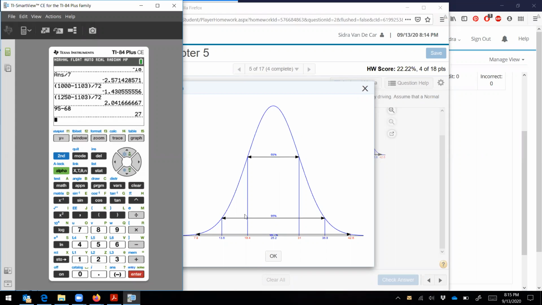So that means in this block here and this block here, there's 27, and it's symmetric. So half of that 27 should be in each block, so 13.5. So in this one here, I should have 13.5% of the data, and here 13.5% of the data. Because if you do 13.5 plus 68 plus 13.5, that's that 95 that was in the middle. So between 31 and 36.8, I would expect 13.5% of the data.